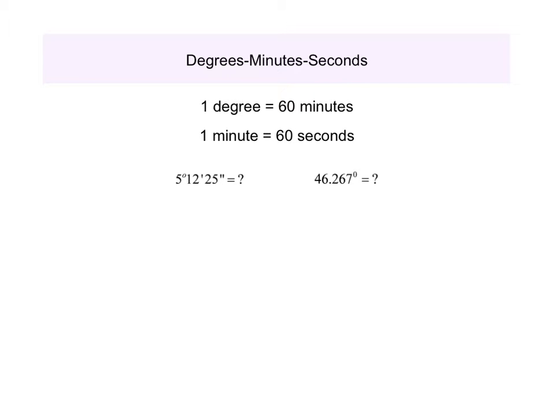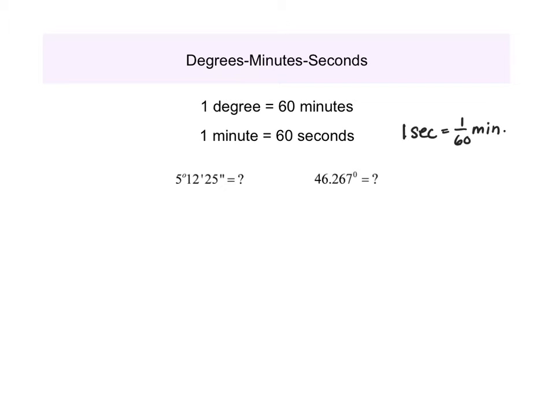So we need to be able to understand what it means when it says minutes and seconds and how to convert back and forth. So in 1 degree, there are 60 minutes. And every 1 minute is 1/60th degrees. In one minute, there are 60 seconds. So every 1 second is equal to 1/60th minutes.